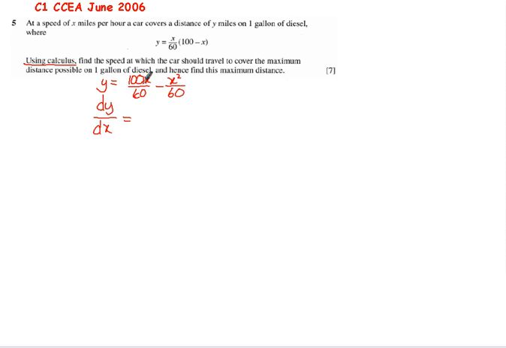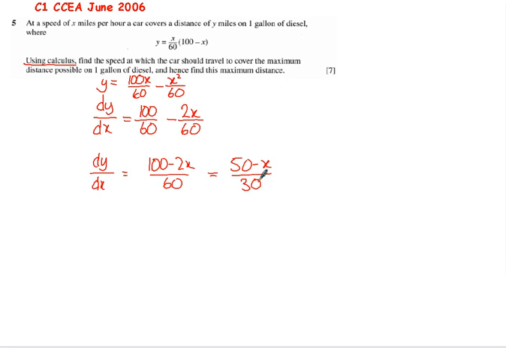When we differentiate an x term, we just get the constant that's left, so 100 over 60. When we differentiate x squared, we get minus 2x, and that's over 60. Okay, and let's tidy it up a wee bit. dy by dx is equal to 100 minus 2x all over 60, which we can divide top and bottom by 2. That's 50 minus x all over 30. Okay, so our gradient function, dy by dx, is 50 minus x over 30.